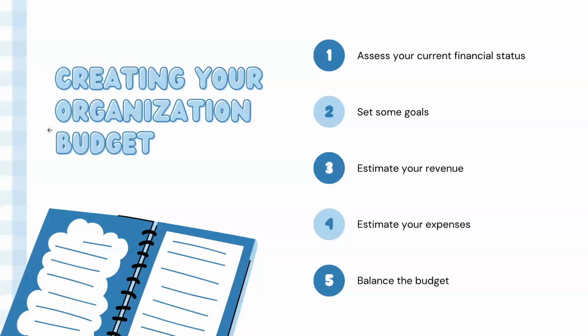Okay, so thinking about creating your organization budget, we've broken this down into 5 different steps for actually making this happen. The first is to assess your current financial status by taking a look at what exactly you're working with as it stands right now. Second thing is set some goals.